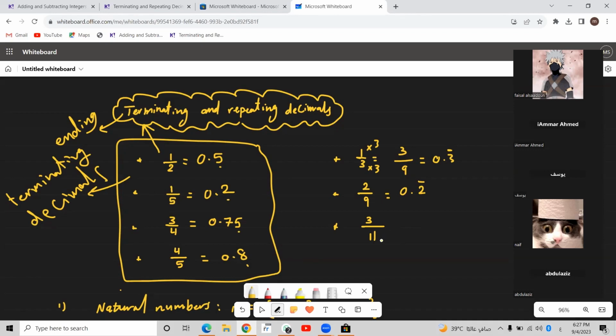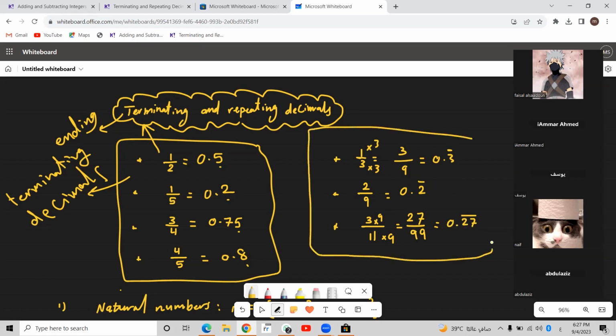Okay, how can we convert 3 out of 11 to be decimal? By multiplying by 9. That's good. So it's gonna be what out of what? It's going to be 99. And up 27. Okay. So this number, guys, is gonna be 0.27 bar. So this part is called repeating decimal.